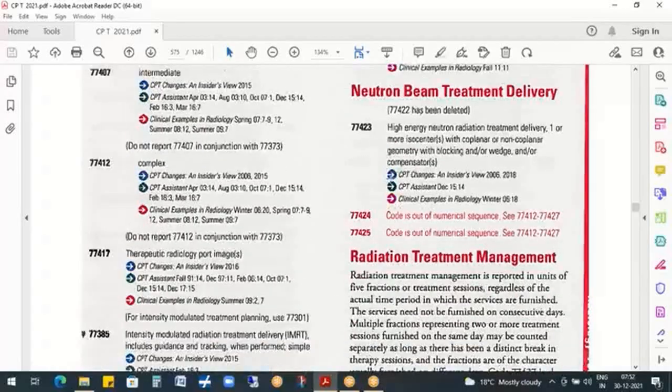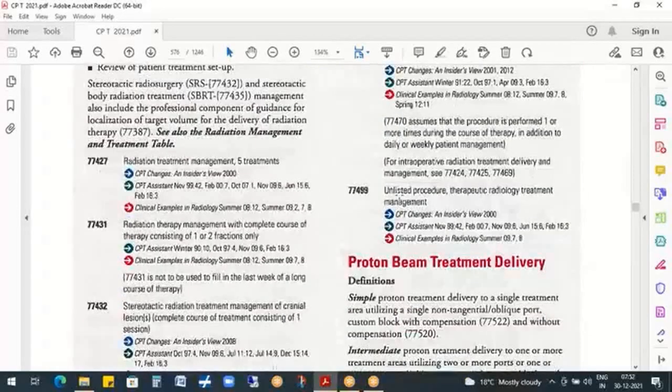Again, you can see management is the key term for 77427, radiation treatment management. As I said, it is based on the number of treatments. How many treatments are there? 5 treatments. We can use the code up to a maximum of 7 treatments.